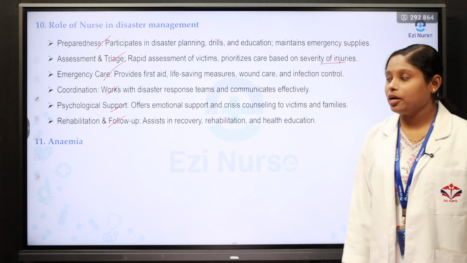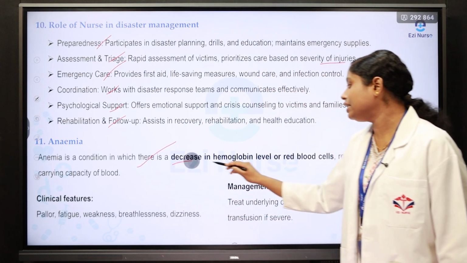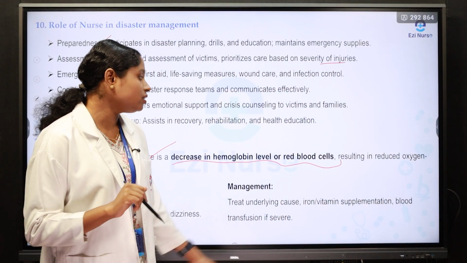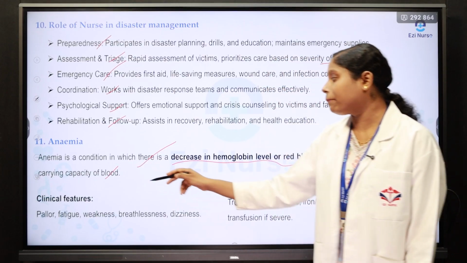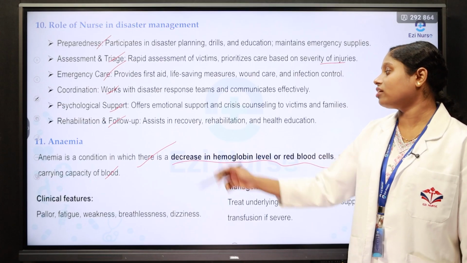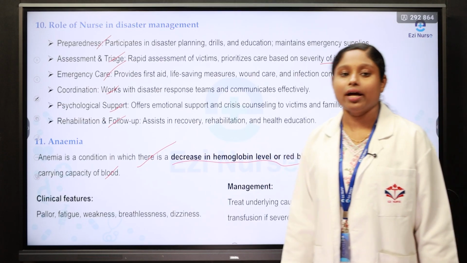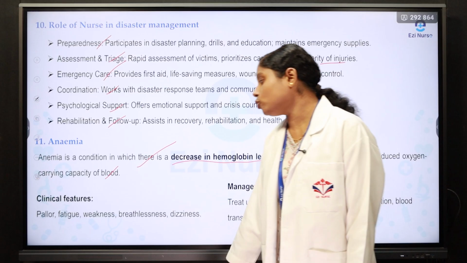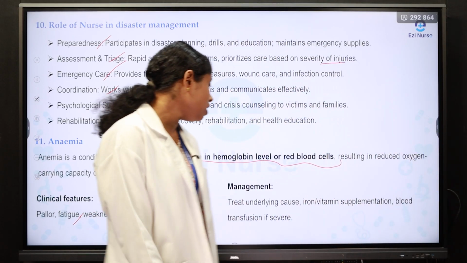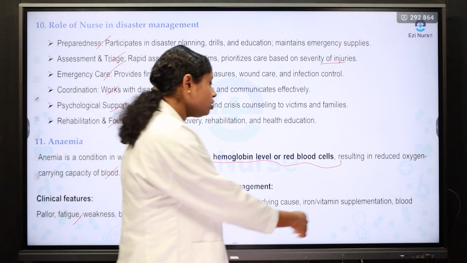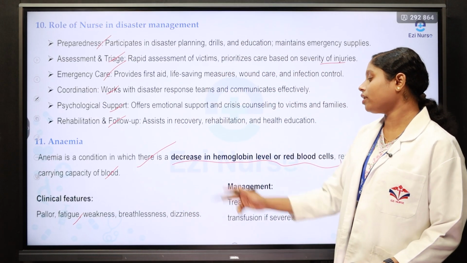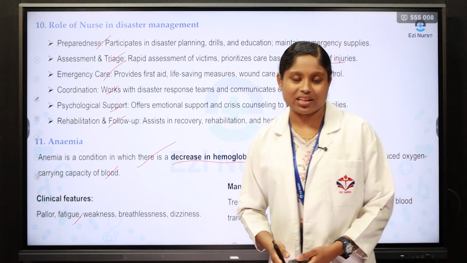So the next question is anemia. So what is anemia? It's a condition in which there is a decrease in hemoglobin level or red blood cells. So there is a reduction in the hemoglobin or red blood cells, resulting in reduced oxygen carrying capacity of blood. What are the clinical features? Pallor, fatigue, weakness, breathlessness, and dizziness. So what will be the management here? Treat the underlying cause, iron and vitamin supplementation, and blood transfusion in severe cases. So this is anemia.